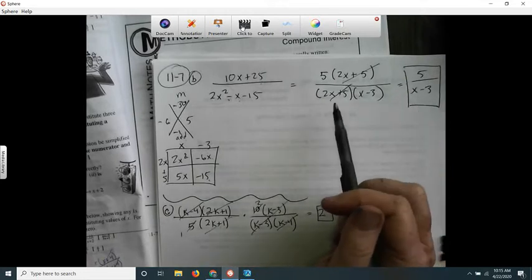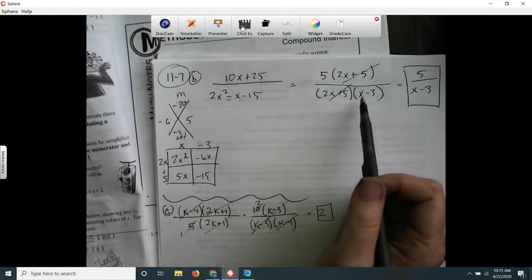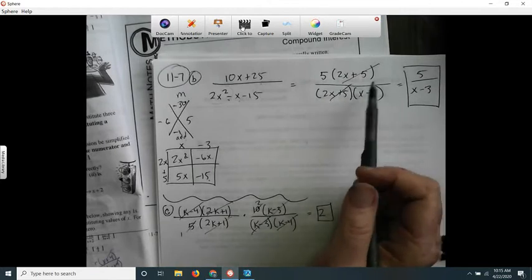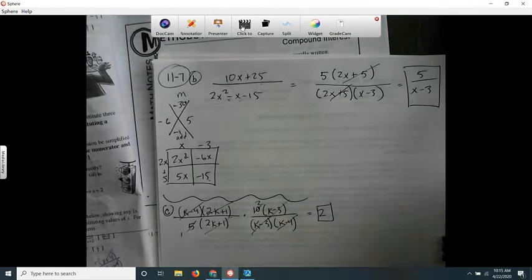And the answer book already said that x is not going to be negative 3 or negative 5/2. So you just write it like this. You don't have to say the things that make the 0 denominators.